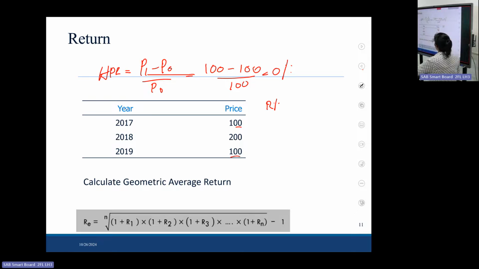Then to calculate the return for 2017, what is the formula? P1 minus P0 divided by P0 into 100. There is no information for the P0. You are not given the price information for 2016. In this method, you cannot calculate return for 2017.